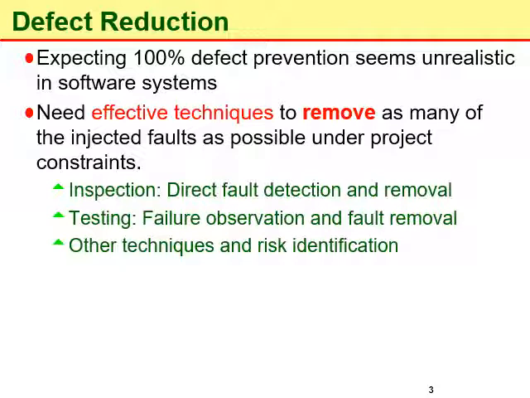In fact, there are several techniques that are used for defect reduction in software systems, and we will discuss a few here. The first one is inspection, where we are concerned with direct fault detection and removal, whereas the second technique is testing, where we focus on failure observation and removal of faults. We will also discuss some other techniques for defect reduction.